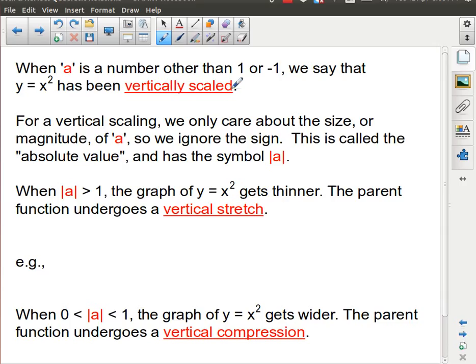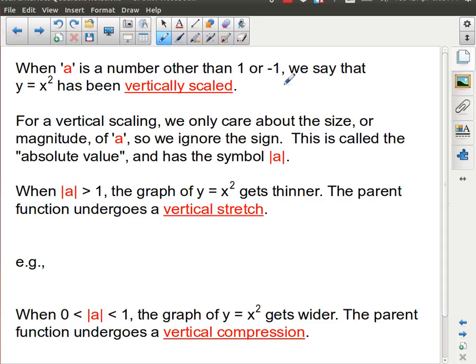And so that's what I'm talking about here. If we have a number that's not 1 or negative 1, if it's simply 1 or negative 1, that's just a reflection. Negative 1 is a reflection, 1 is the parent function. If we have some other number, we have what's known as vertical scaling. And when we talk about vertical scaling, we actually only care about how much it's been scaled vertically. The word reflection takes care of the plus or minus part, specifically the minus.